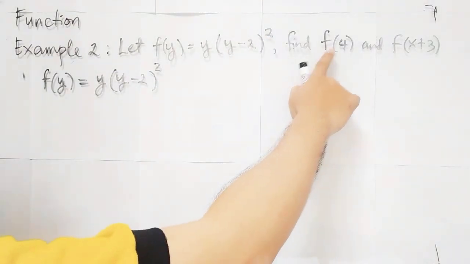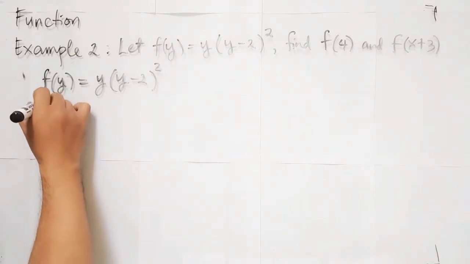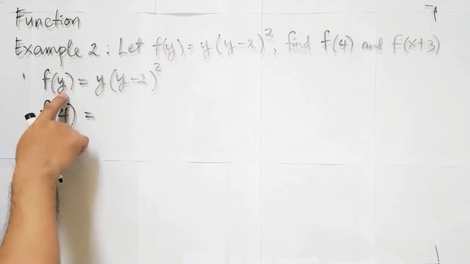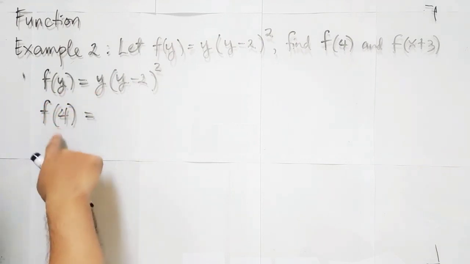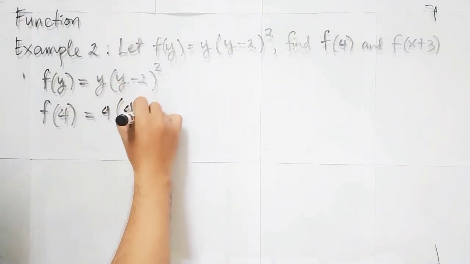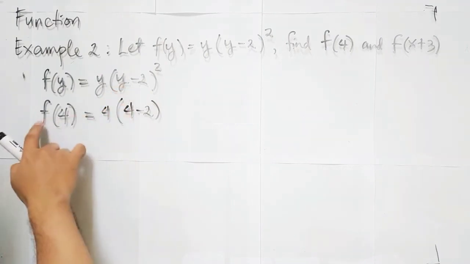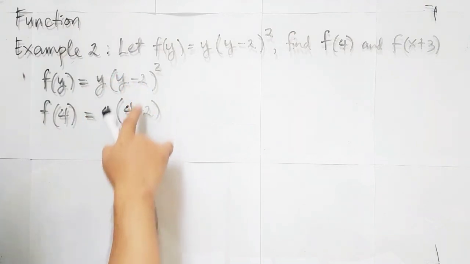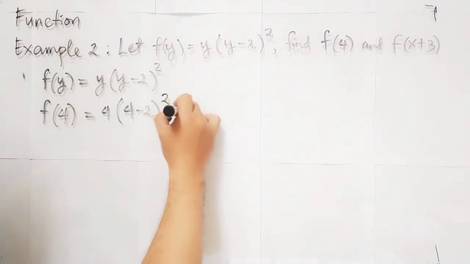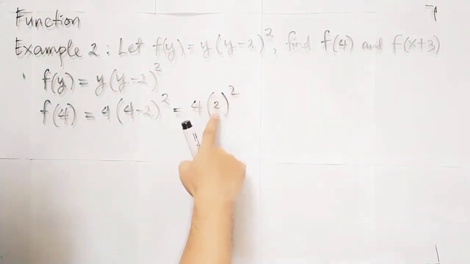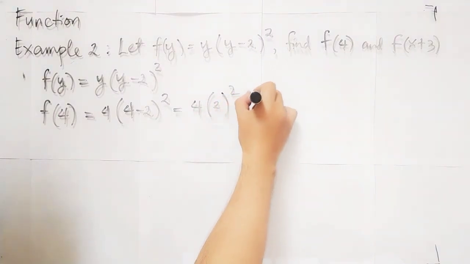This time we will solve f of 4. Instead of writing y, we will use 4. So y here is 4, times 4 minus 2, because we're going to find f of 4. So 4 minus 2 and then raised to 2. That is equivalent to 4 times (4 minus 2) squared, which is 4 times 2 squared, equals 4 times 4, that is equivalent to 16.